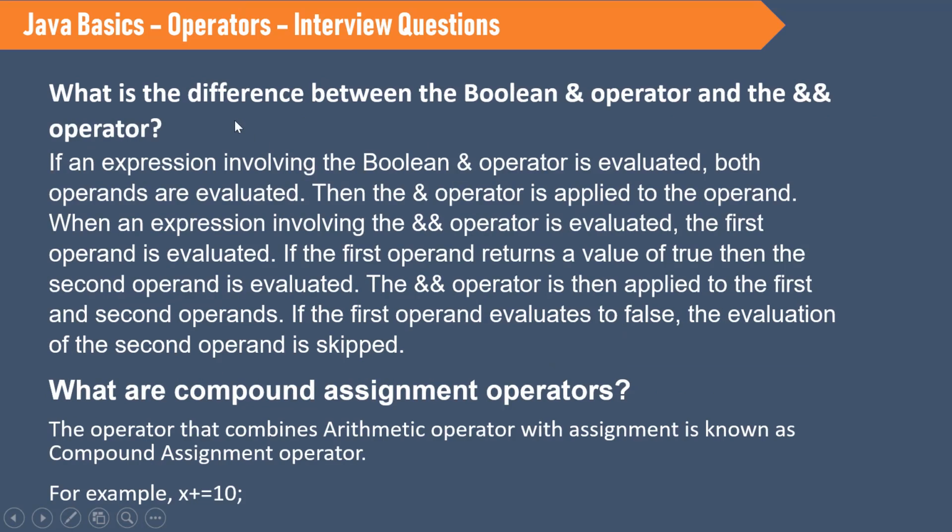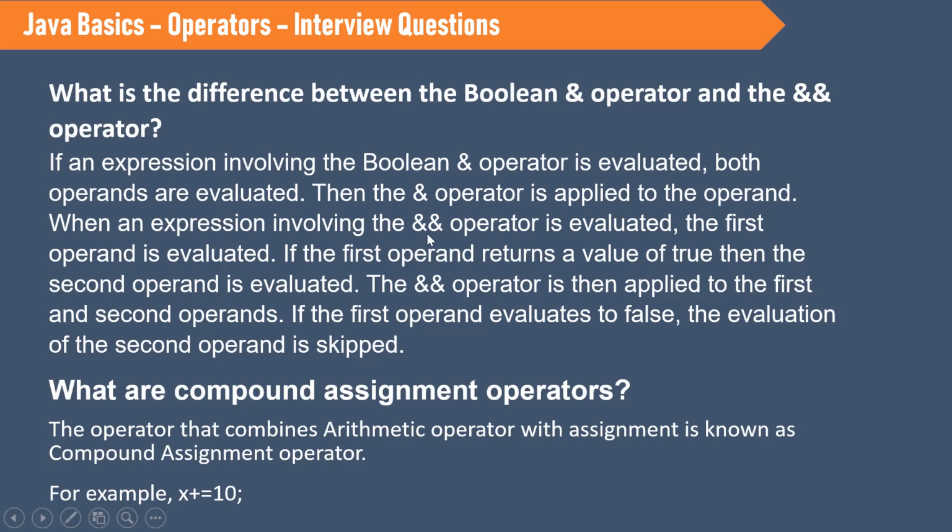The next question is, what is the difference between the Boolean ampersand operator and the double ampersand, which is the logical AND operator? So both are same actually. Both check whether the conditions are correct or not. But the difference is, if an expression involving a Boolean ampersand operator is evaluated, both the operands are evaluated, then the ampersand operator is applied to the operands.